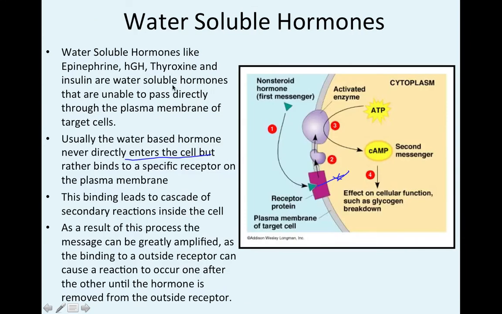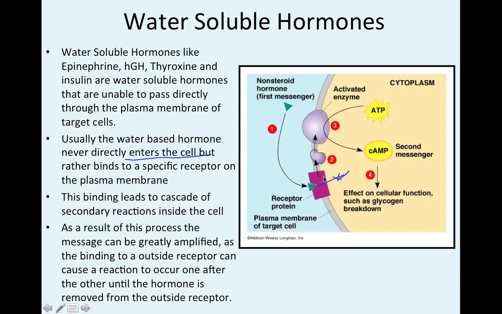The other type of hormones that we have are water soluble, and these cannot pass right through the plasma membrane. So these would be like epinephrine, insulin, HGH or human growth hormone, thyroxine. They're water soluble and they can't go directly through the plasma membrane. They're going to have to find a protein receptor on there that they can bind to.